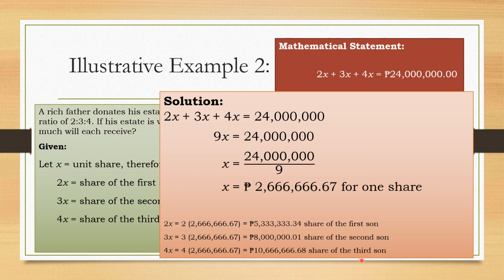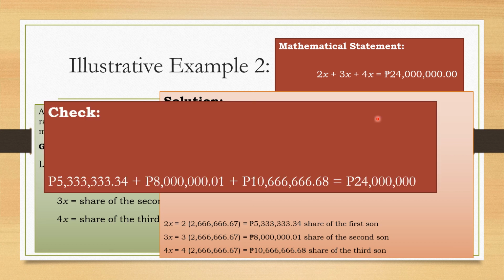Now for us to know if our answer is correct, let's check our equation. To check, we are going to add all the shares of the 3 sons. So let us add 5,333,333 pesos and 34 centavos plus 8 million plus 10,666,666 and 68 centavos is equal to 24 million. So that means our answer is correct.